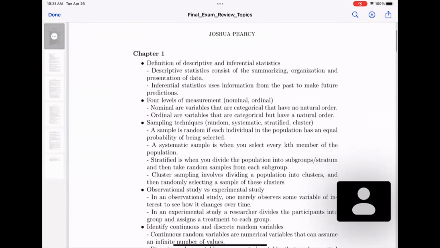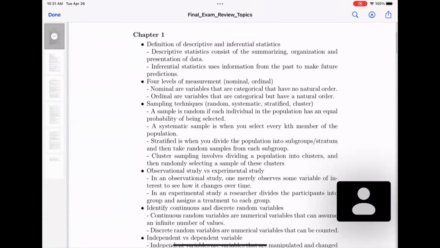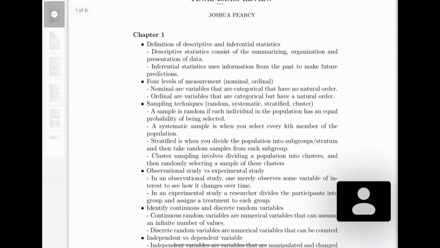Okay, so obviously we started at chapter 1, right? So that's where we'll start. So some definitions that you probably should know. So the first thing we introduced was the idea of descriptive and inferential statistics. So know the definitions of each of those. So descriptive statistics consist of the summarization, presentation, and organization of data. So it's just explaining data sets with numbers.